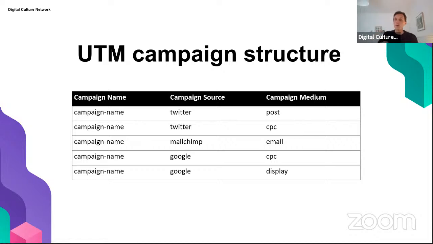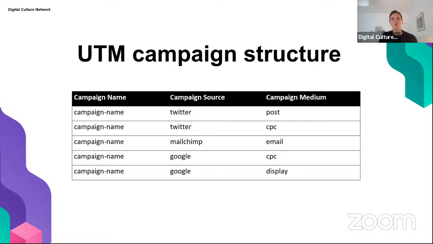As an example, here's this one. The campaign names are all the same, but the campaign sources are different. We've got 2 for Twitter, one of them is MailChimp, so we're sending stuff to MailChimp, and 2 others are Google. So you can have multiple campaign sources under one campaign, and then you can have multiple mediums under a source.